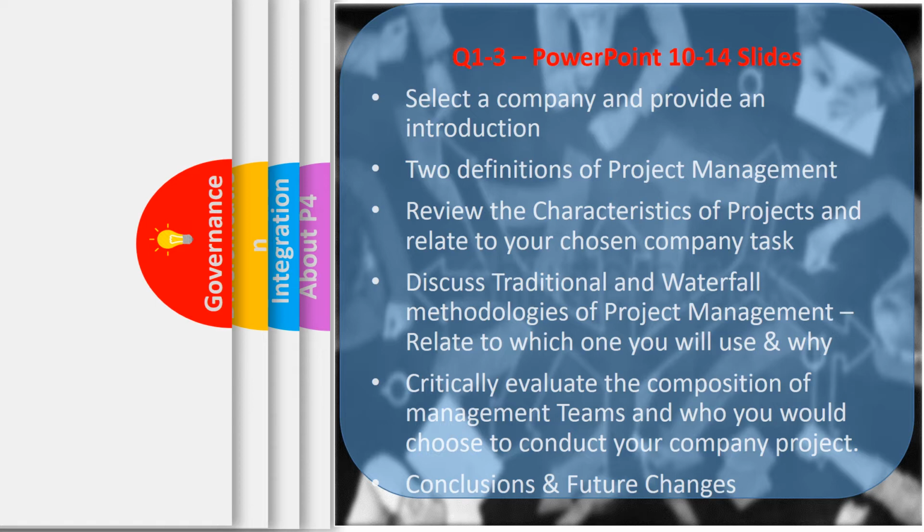So this is what I'm suggesting that you follow, and this actually covers all the questions. It covers defining project management. It looks at the characteristics of projects and what projects actually are. It looks at the different types of methodology. What is a methodology? It looks at different types of methodologies, including traditional, which is similar to waterfall, in comparison to agile type methodologies, and then to evaluate the composition of management teams, which actually takes into consideration all the questions in the assignment brief.